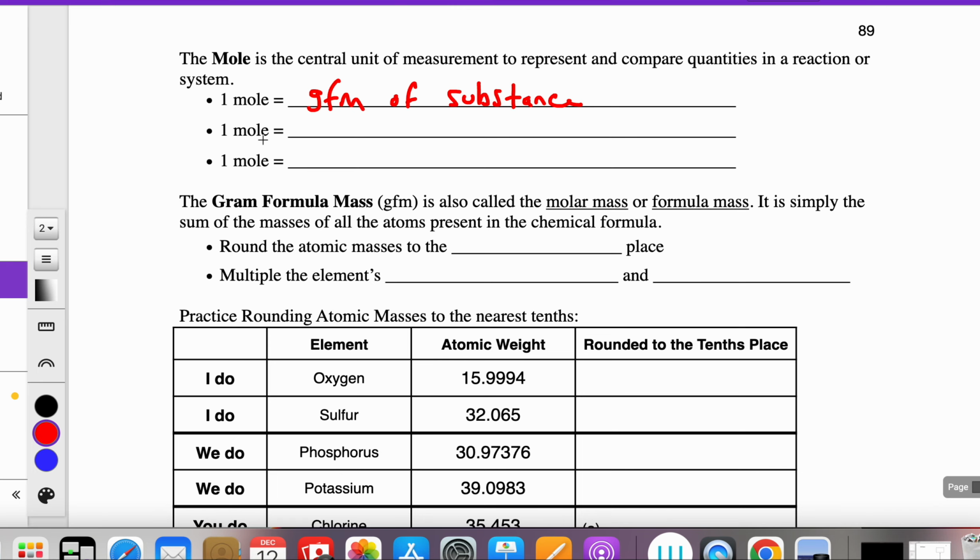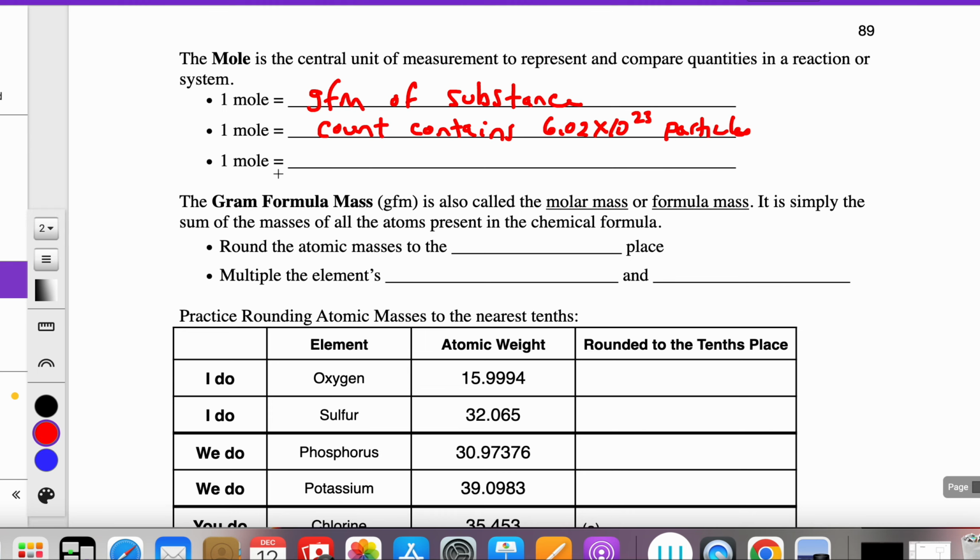1 mole can also represent a count. So 1 mole represents a count that contains 6.02 times 10 to the 23 particles. So that's a pretty big number.